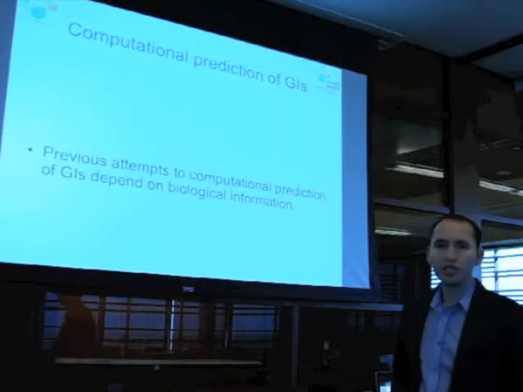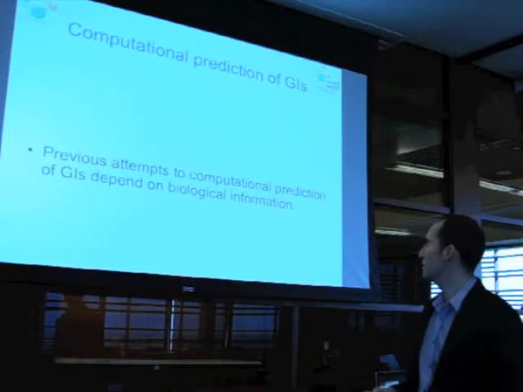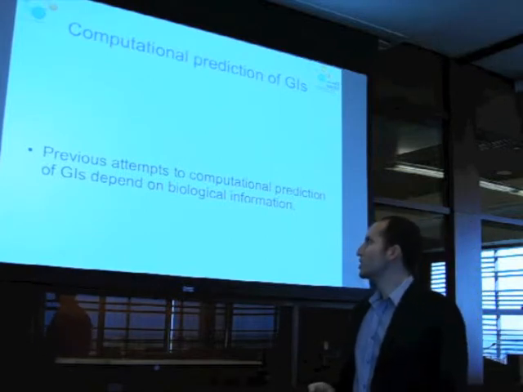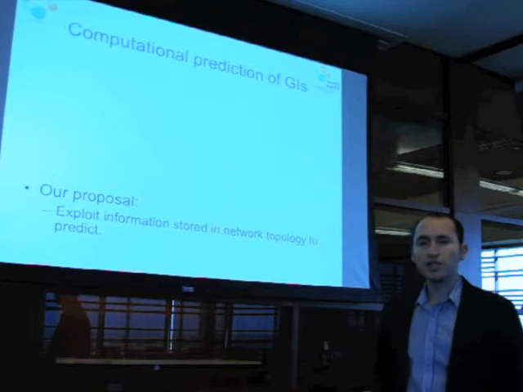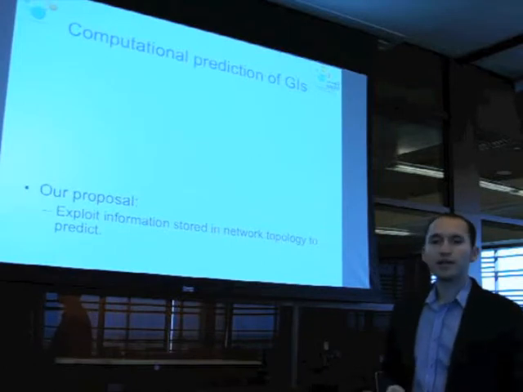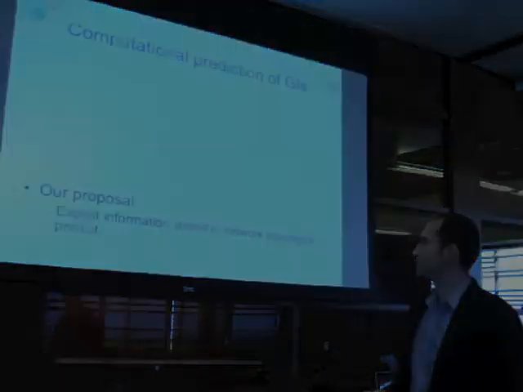Previous attempts at computational prediction of genetic interactions depend on biological information that for some organisms might not be available. So our proposal is the exploitation of the information stored in the topology of the network, which should be there because it was shaped by the biological properties of its components.